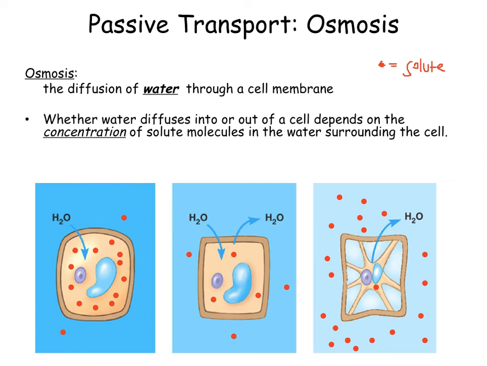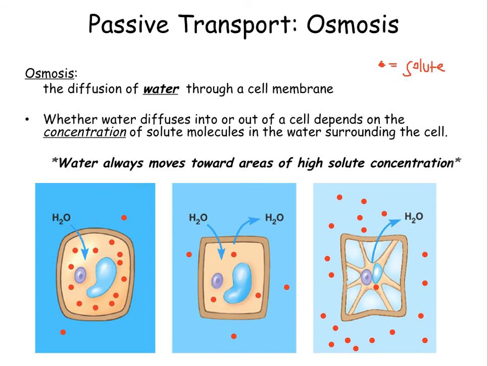So, how does the solute concentration affect the way water will move? Please remember this rule, and you will have an easy time understanding the movement of water by osmosis. The rule is that water always moves towards areas of high solute concentration. So, in the first example, water will move into the cell from the outside because the solute concentration is much higher on the inside, and water will follow the high solute concentration.